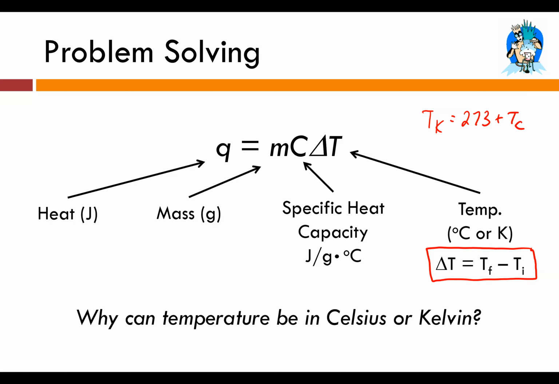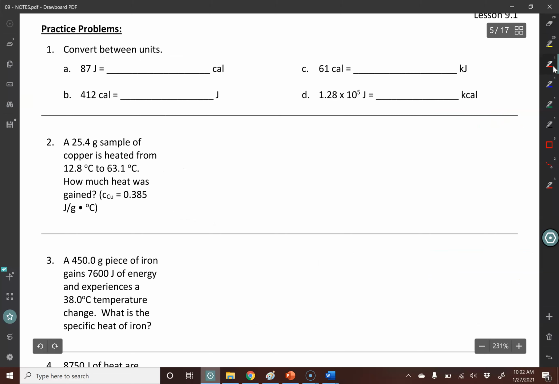Of course, if you're going to find change in temperature, you should either have final and initial in Celsius or final and initial in Kelvin. Let's try to apply this formula. Let's take a look at practice problem number 2. So a 25.4 gram sample of copper is heated from 12.8 degrees Celsius to 36.1 degrees Celsius. How much heat was gained?